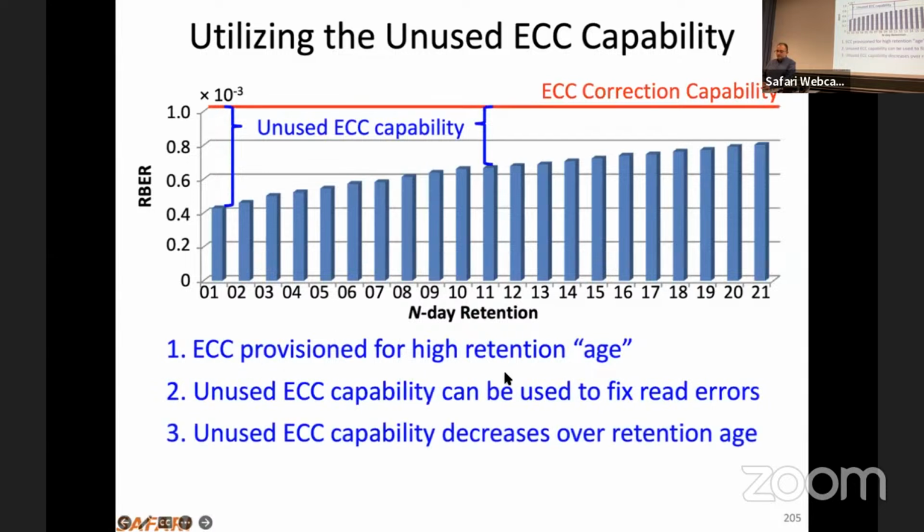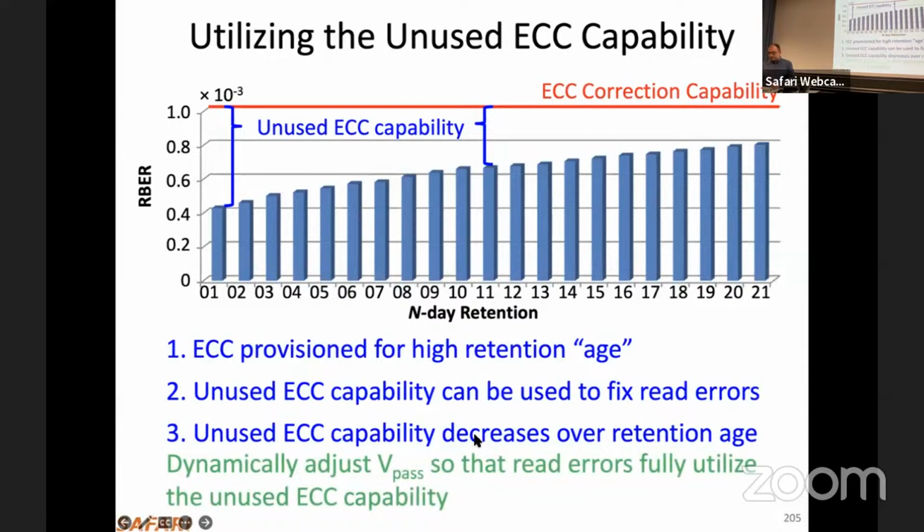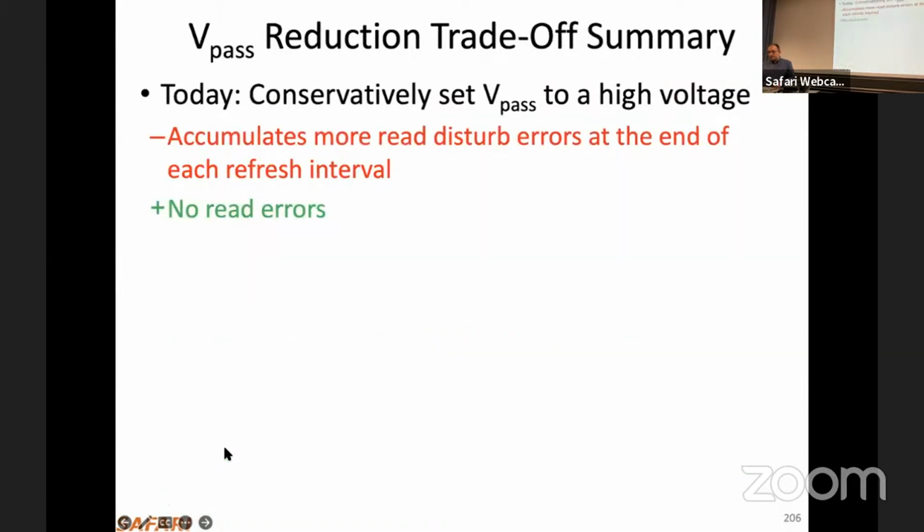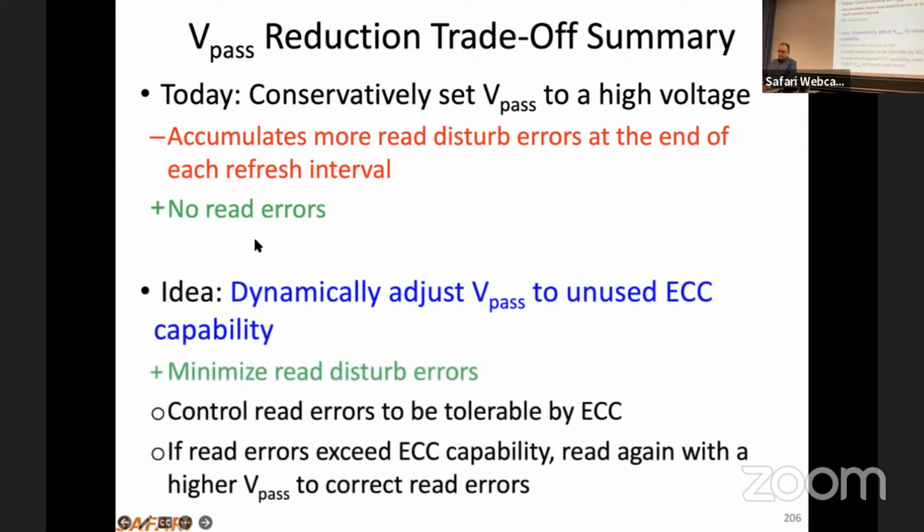ECC is provisioned for high retention age, as you can see, and unused ECC capability can be used to fix read errors. Unused ECC capability decreases over retention age, as you can see here. So we want to dynamically adjust VPass so that read errors fully utilize the unused ECC capability. What happens today is that people conservatively set VPass to high voltage, and that can accumulate more read disturb errors at the end of each refresh interval. But it provides no read errors.